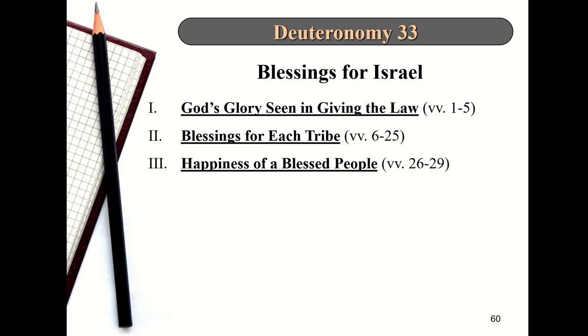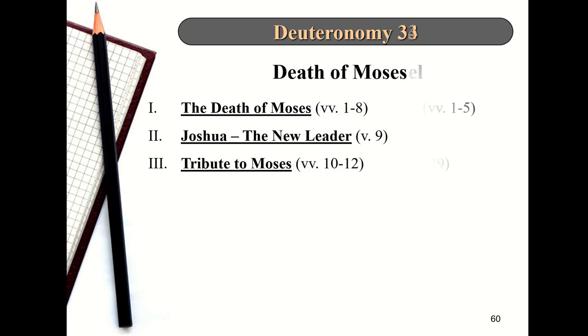Now there's a blessing that's given for Israel. God's glory is seen in giving the law. There's a blessing for each tribe, and happiness comes to a blessed people because of their obedience to the law. And so he ends on that note of obedience and blessing if they would but obey. Now, chapter 34, the end of the book, deals with the death of Moses. Joshua is a new leader, and then a tribute is given to Moses.